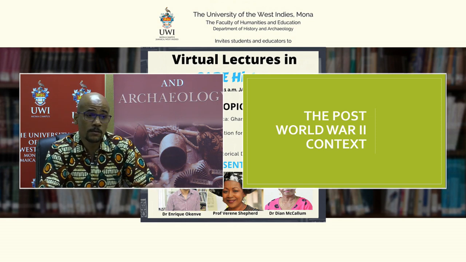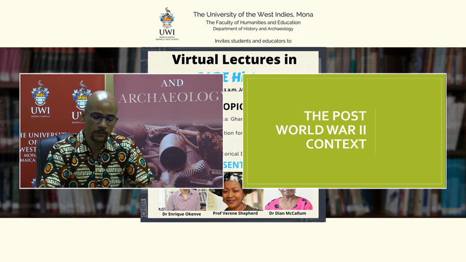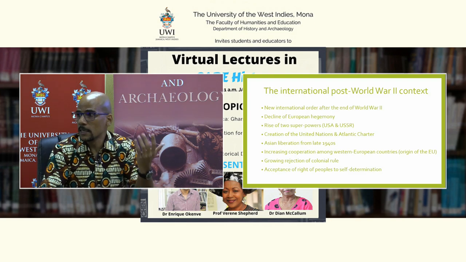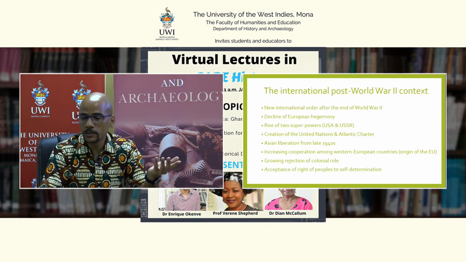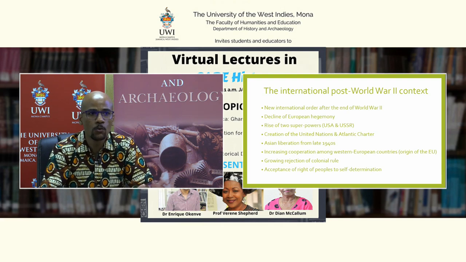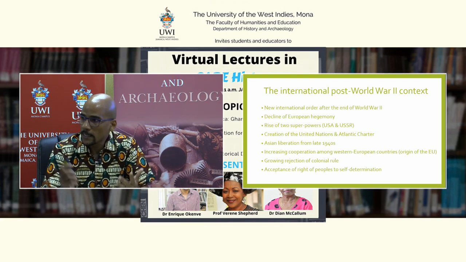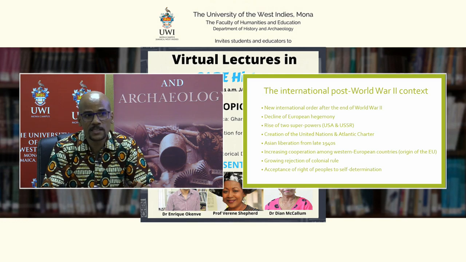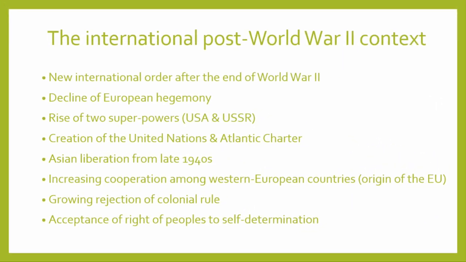The colonial powers were mostly Western European powers, right? One of the things that we know is that with the end of World War II, what we see is the rise of a new world order, a new international order. And in this new international order, we see the consolidation of the decline of European hegemony. Countries like Britain that had been hegemonic, France to a lesser extent, now become second players in the international arena.